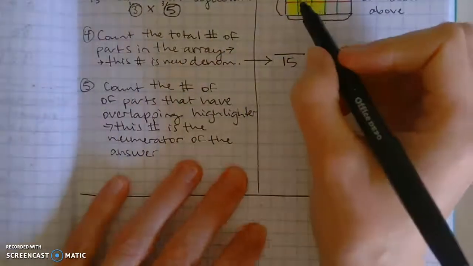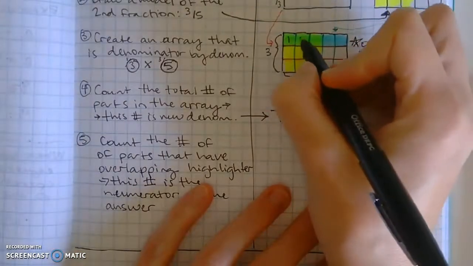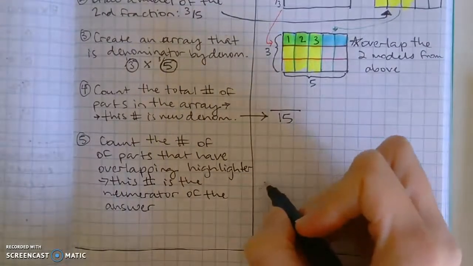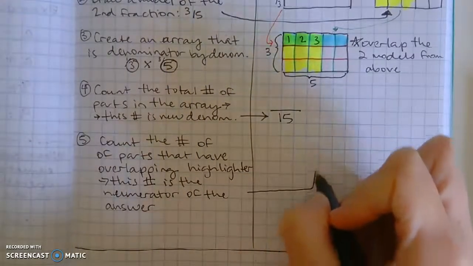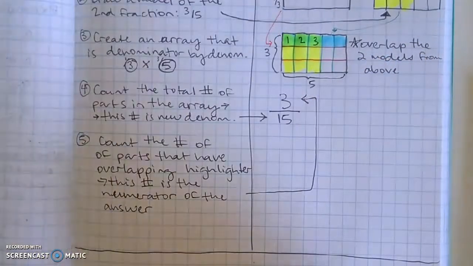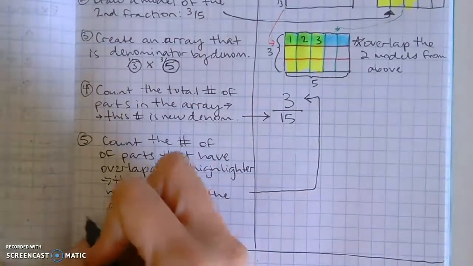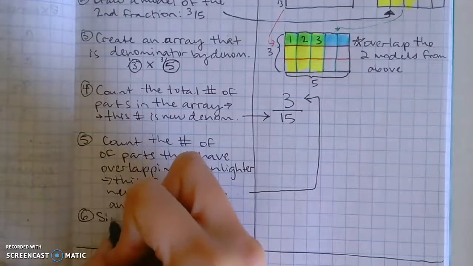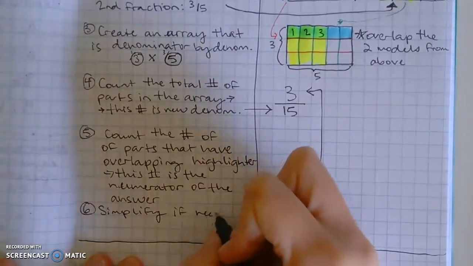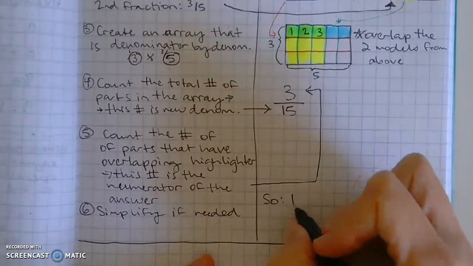Okay, so I'm going to count my overlapping colors here. And so I see there's 1, 2, 3 that overlap. So that is going to become my numerator. So we're just going to draw a nice little arrow here. So 3 over 15. Okay, so we're going to get this. We're going to say this. Simplify if needed.